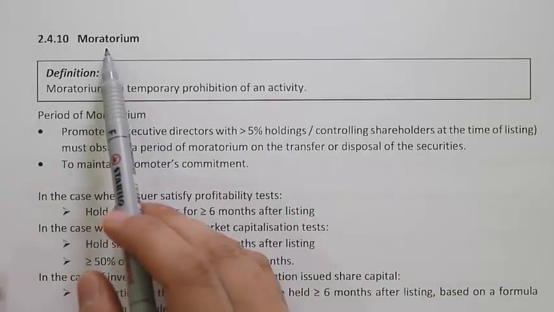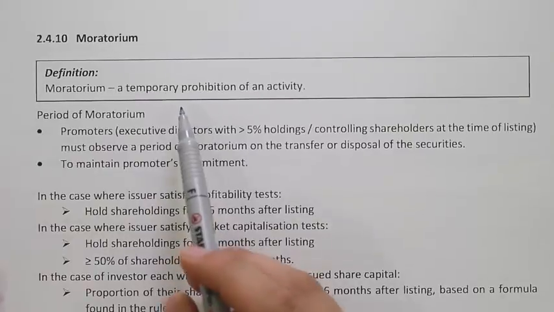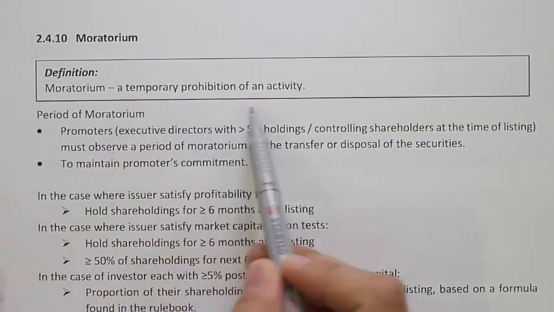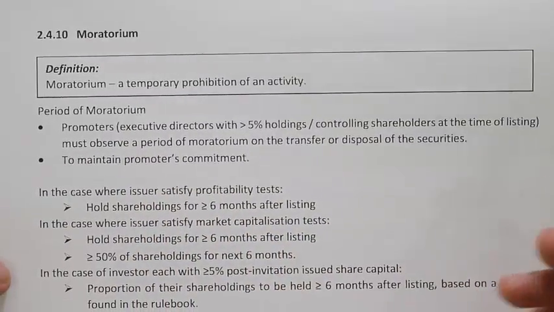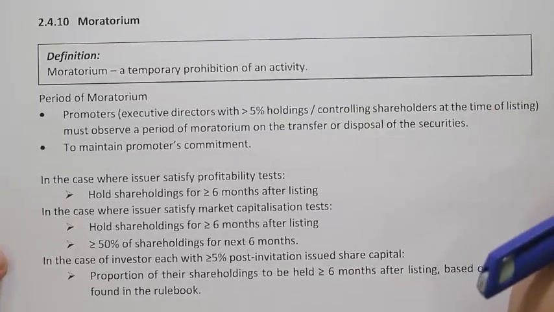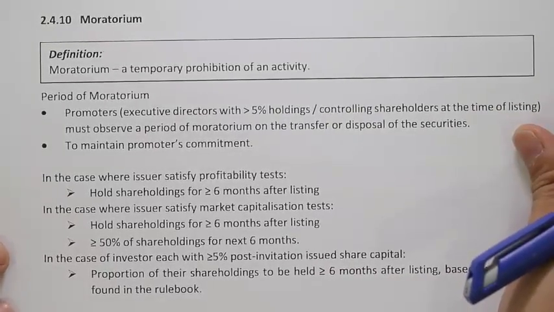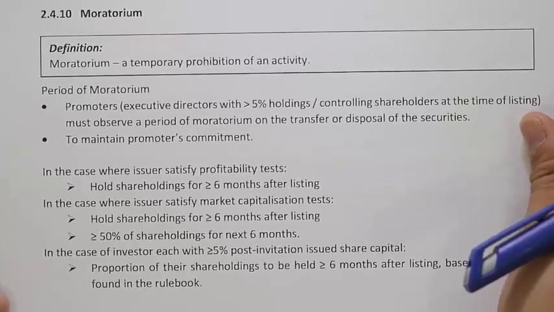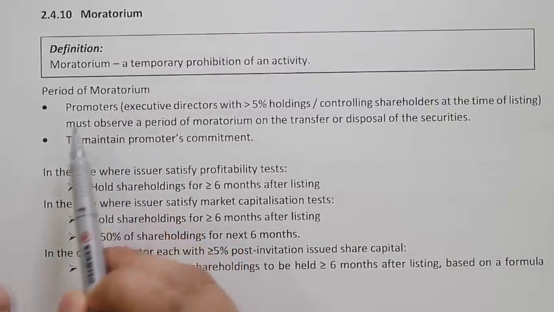There is something called a moratorium. A moratorium is basically a temporary prohibition of an activity. This is the definition, but how does it apply to listing in SGX? There's something called period of moratorium.